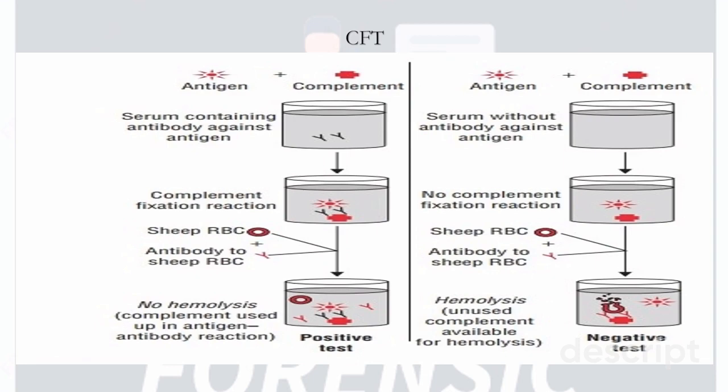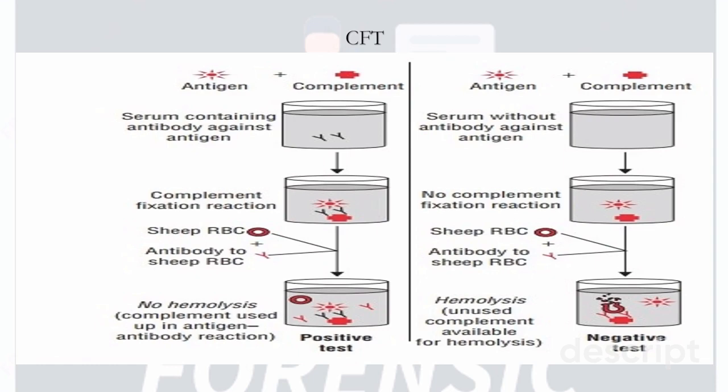In this, antigen and antibody don't react with each other, so complement is free. After adding the indicator system, meaning antibody coated with the sheep RBC, also called amboceptor, our complement is free to lyse these RBCs. If there is lysis of RBCs, red coloration is observed in the microtiter plate. This type of result shows a negative test.